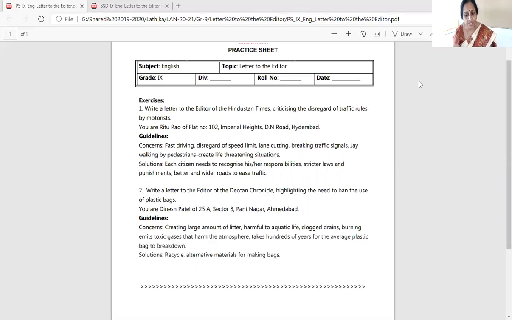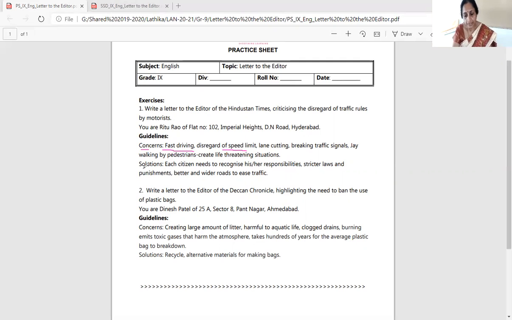So they've given you some points that you can include in this letter. Okay, so you're concerned about their fast driving, no regard for speed limit. They're traveling at a very high speed, which is beyond the limit allowed by the traffic police. Lane cutting, that is when you're crossing the lanes without following the rules. Breaking traffic signals, jaywalking by pedestrians, create life-threatening situations. So all this is very dangerous for the people who are walking on the sides or trying to cross the road.